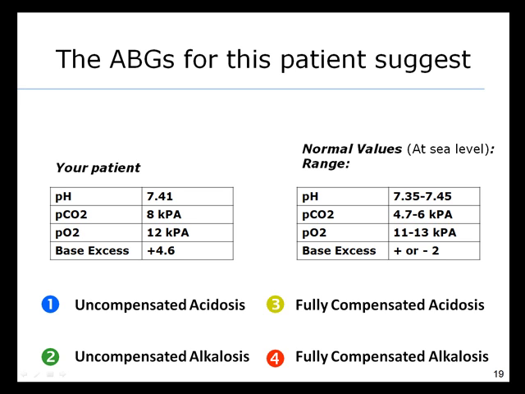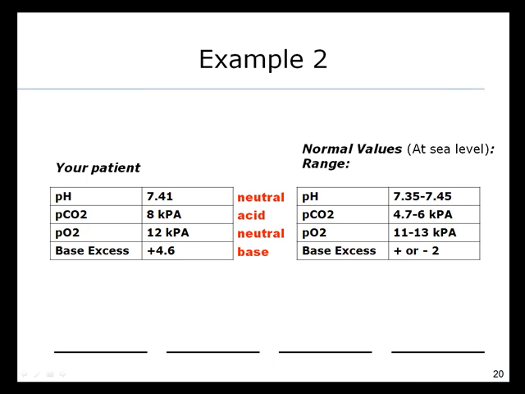Right. Welcome back. This patient has fully compensated alkalosis. Let's go through now the entire process to see how we determined that. So the first step is to label what the pH, the PCO2, the PO2, and the base excess affects on the blood. So here we see that the pH is 7.41. That's in the neutral range, so it's having no effects on the blood.